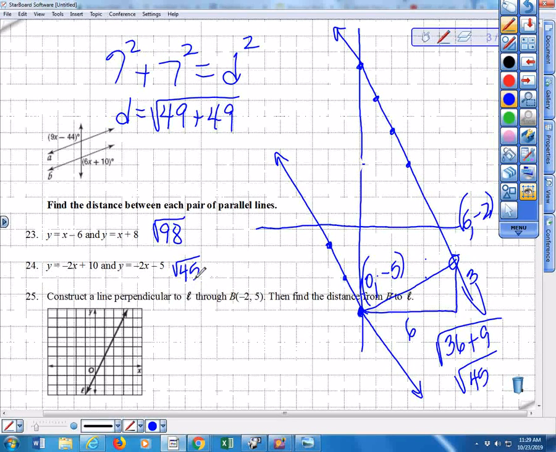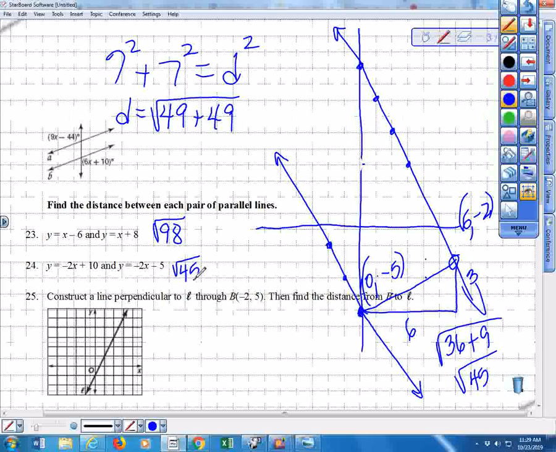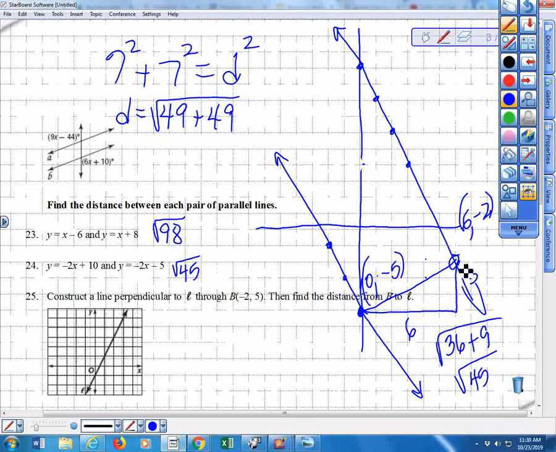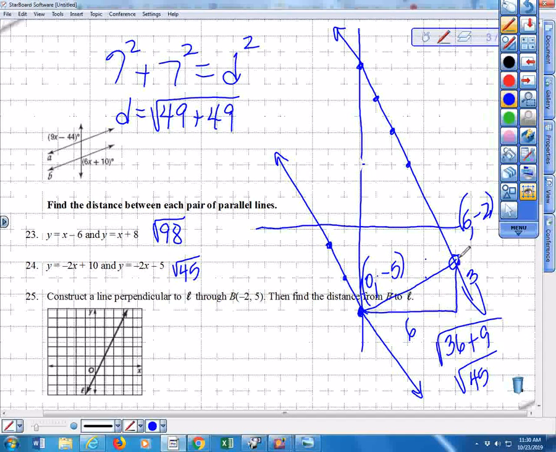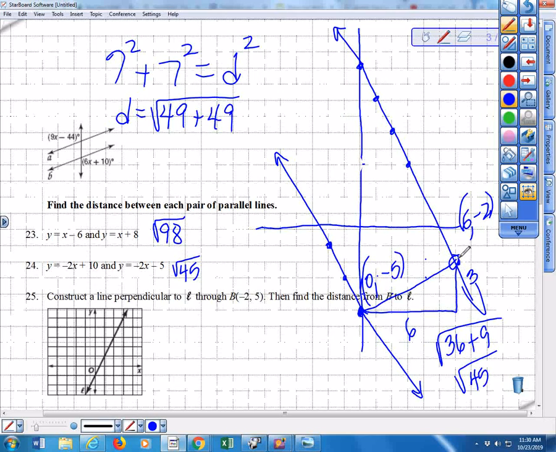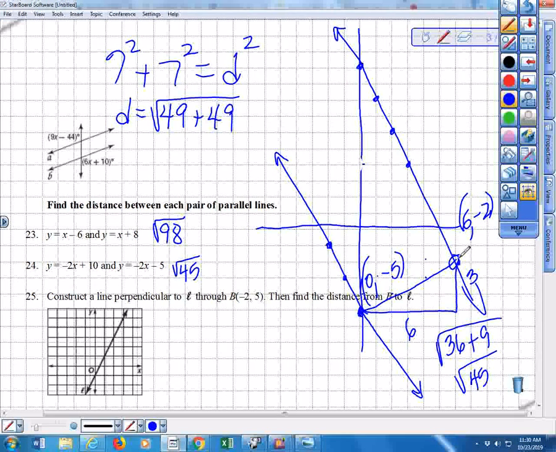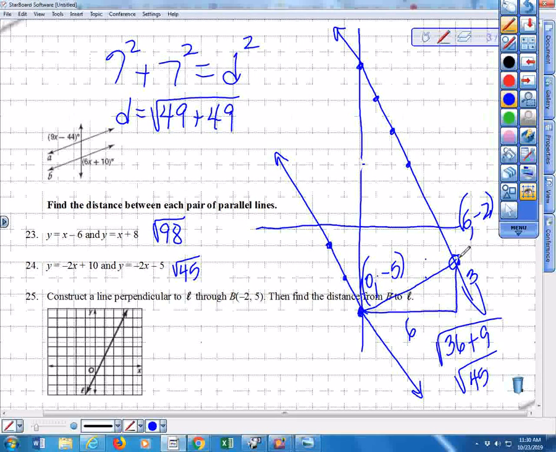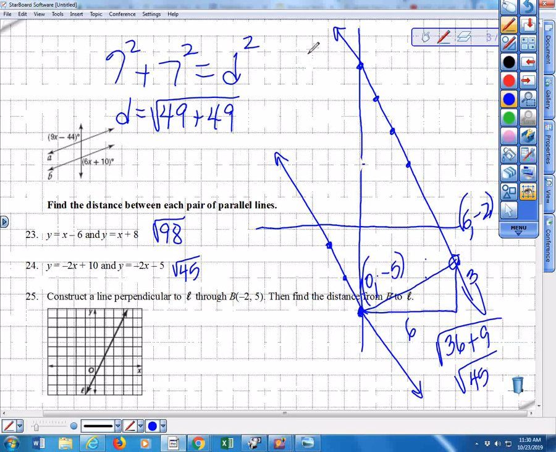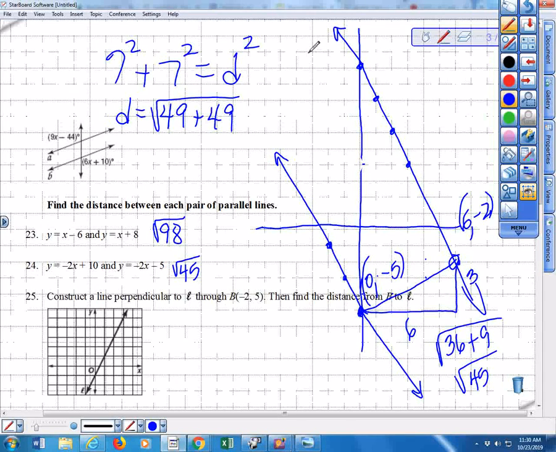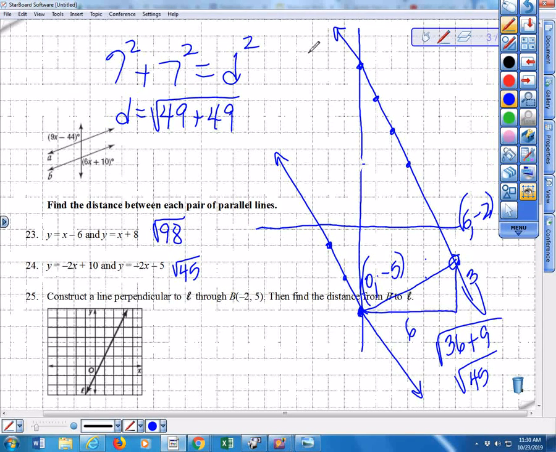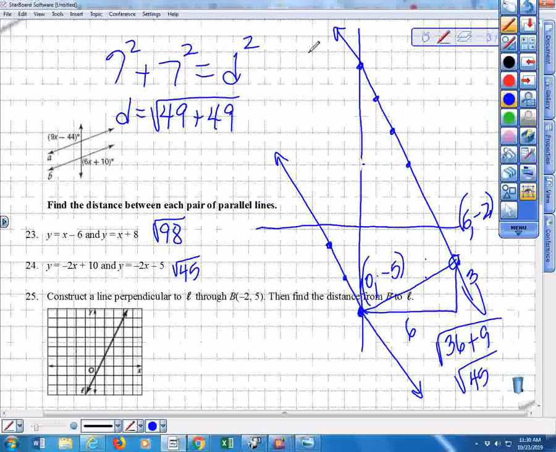Now remember, if I wasn't so lucky and it didn't end up on an actual intersection of a coordinate point, what do I do now? I find the equation for the two lines that intersect. So this one would be the negative 2x plus 10. This one would be y equals 1/2 x minus 5.